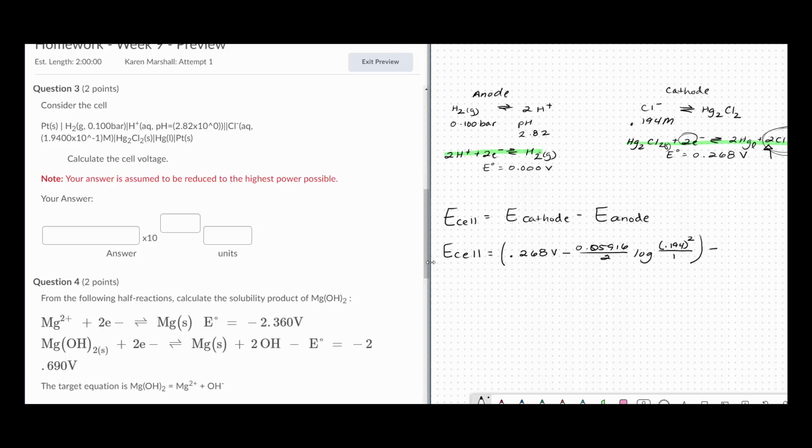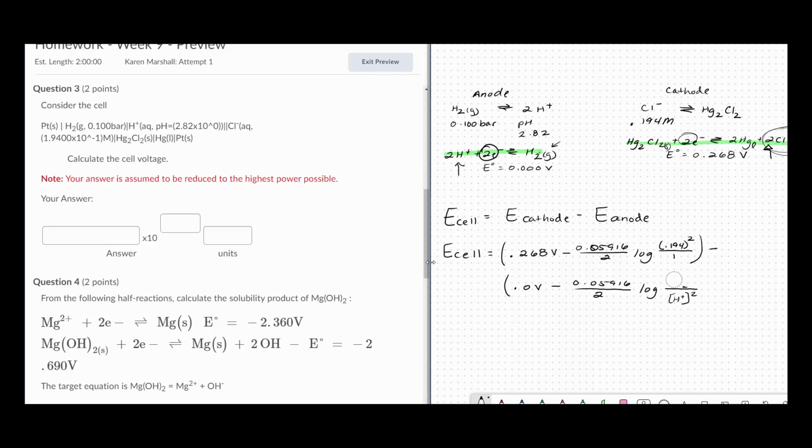Now the E of the anode, I'm actually going to write that on another line because I think I'm going to run off the screen. So the E of the anode starts with the standard reduction potential of the anode minus 0.05916 divided by N, which is 2, and that's found right here, times the log of the Q. The Q is going to be represented by the pressure of the hydrogen gas in bars divided by the concentration of the hydrogen ion squared.